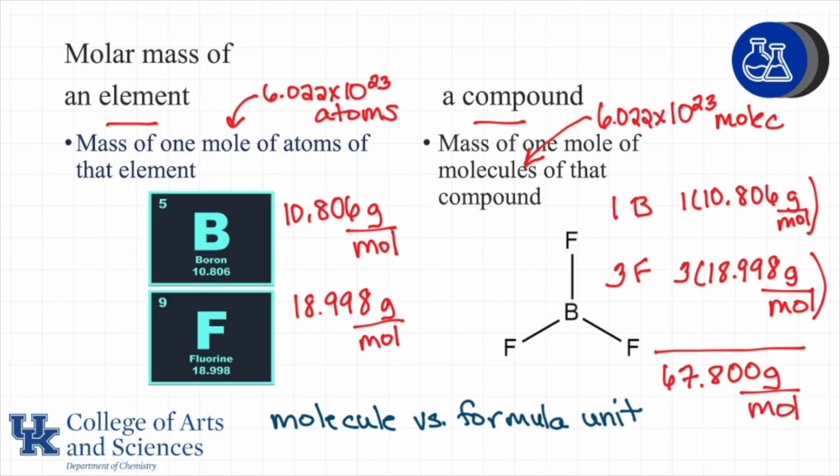If you see formula unit instead of molecule, we treat those very similarly. They're the equivalent term used for molecular compounds versus ionic compounds. So formula unit is the smallest ratio of those ions in an ionic compound.